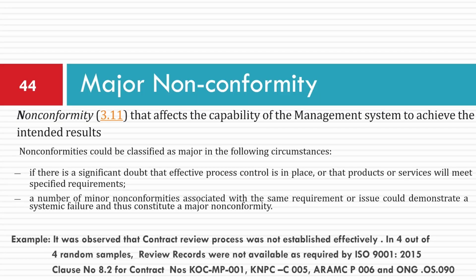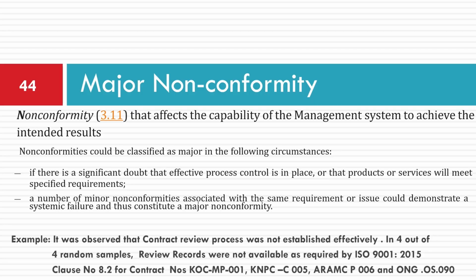Let me give an example. It was observed that the contract review process was not established effectively. That is the opinion of the audit team. How did they find it? They have taken 4 samples. All 4 had the problems. So in 4 out of 4 random samples they found this. So it is quite likely that there will be several other cases where similar problems will be there. The auditors have got no time to go through all sample records, all the jobs executed.